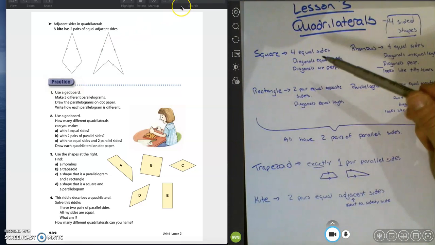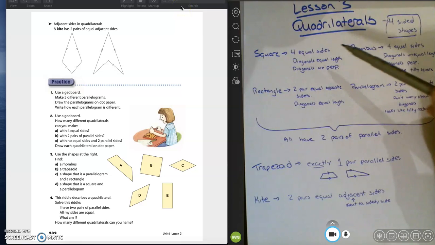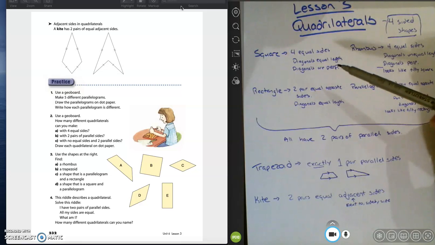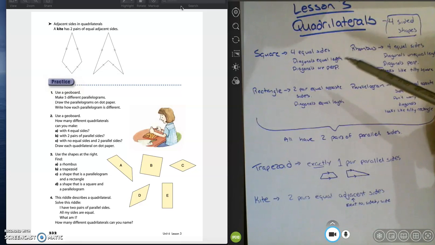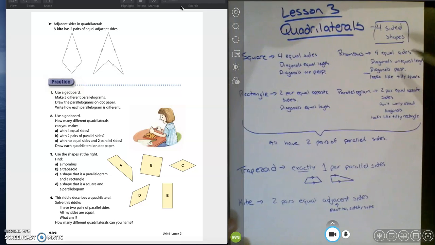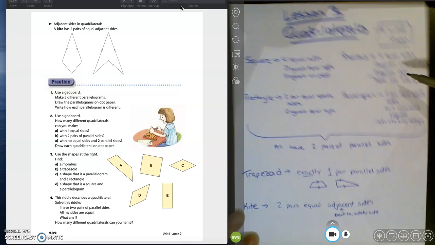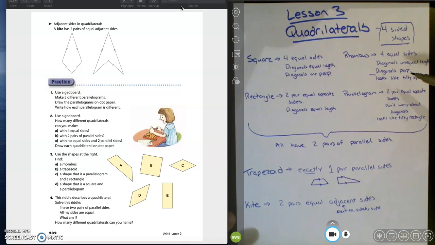Okay, with a square, we're looking at four equal sides, diagonals that are equal length, and diagonals are perpendicular, and it looks like a square. I'm pretty sure you all know what a square looks like. A rhombus is pretty close, four equal sides. Diagonals are perpendicular, but the diagonals are unequal length, and it looks kind of like a tilty square. Okay, that's going to give us a rhombus.